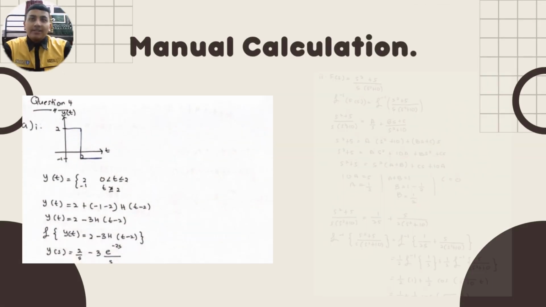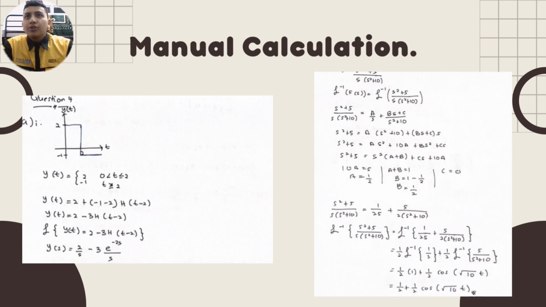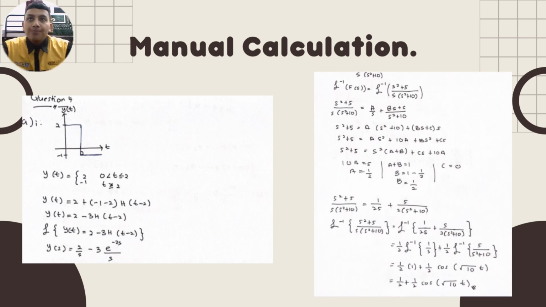This is our manual calculation. Our group got question number 4, which is the Laplace transform. For A1, looking at the graph here, we need to write the equation first. y(t) equals 2 for the range 0 less than or equal to t less than or equal to 2, and y(t) equals negative 1 for t more than or equal to 2.